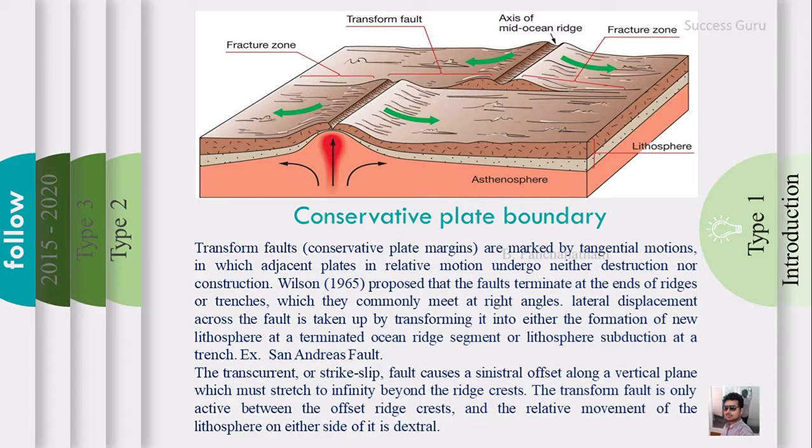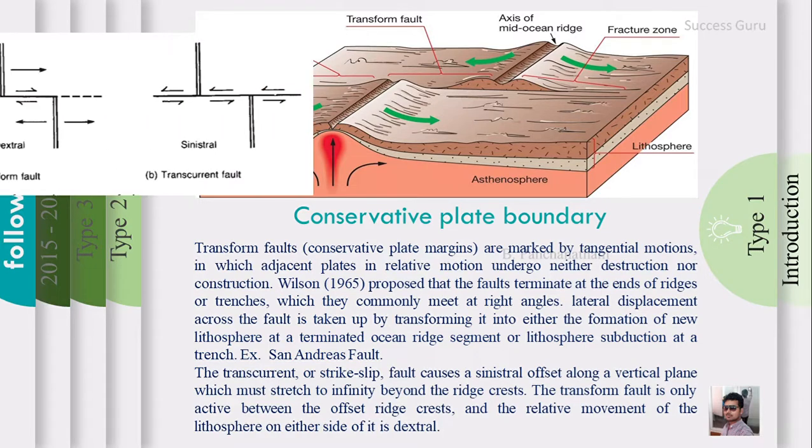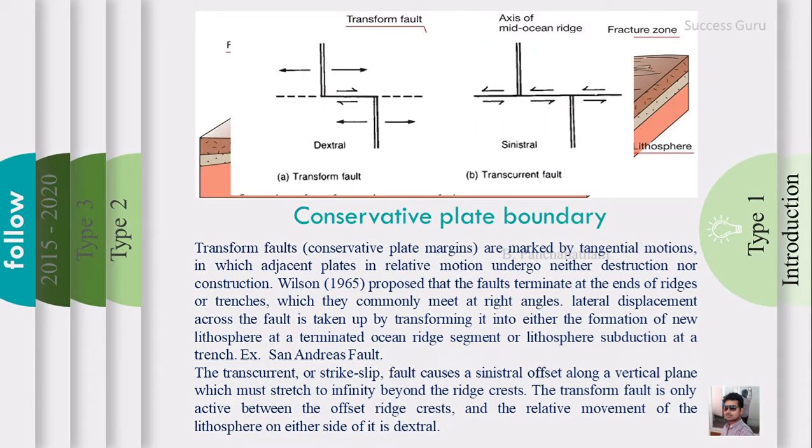There is also one other type of fault called the transcurrent fault, which we should not confuse with the transform fault. These two are different. The transcurrent fault, also called a strike slip fault, is sinistral in movement and continues for a long distance, whereas a transform fault is dextral in movement and moves from ridge to ridge. This image shows a transform fault and a transcurrent fault, where the transform fault belongs to the plate boundaries, whereas the transcurrent fault does not come under this heading.